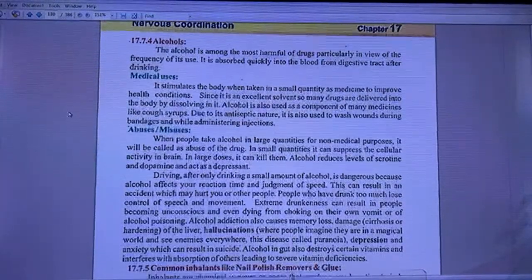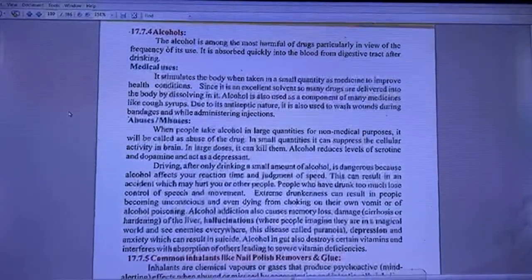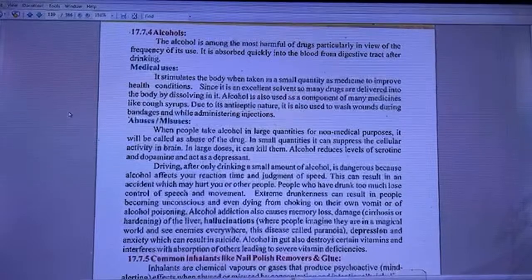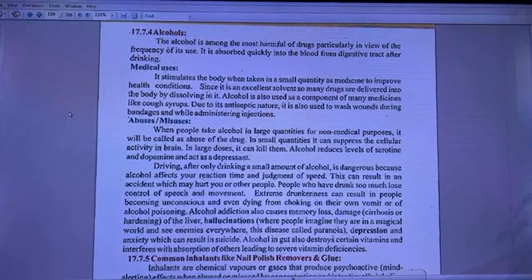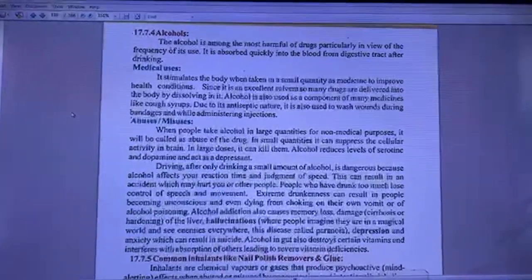Alcohol. Alcohol is among the most harmful drugs, particularly in view of frequency of its use. It is absorbed quickly into blood from digestive tract after drinking. Medical uses of alcohol. It stimulates the body when taken in a small quantity as medicine to improve health conditions, since it is an excellent solvent.